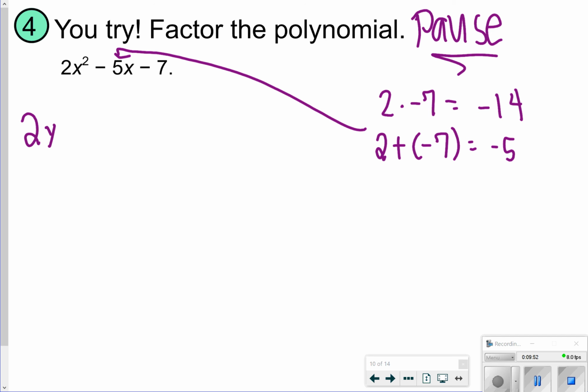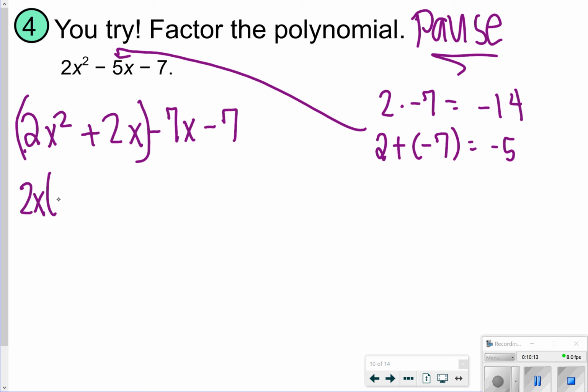So 2x squared plus 2x minus 7x minus 7. This one, you may have to factor out more than one thing. So let's go ahead and see what we can get from here. So I'm going to group these first two terms because they have 2x in common. So I'm going to get x plus 1, which means I also want to factor out over here, so I could also get x plus 1.